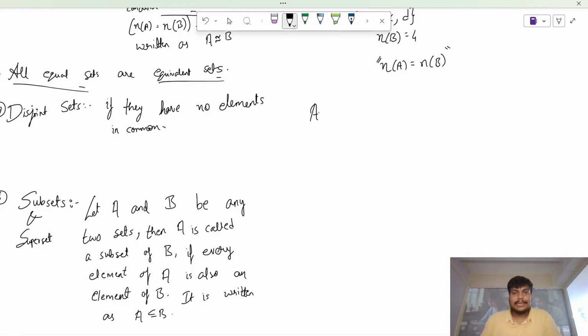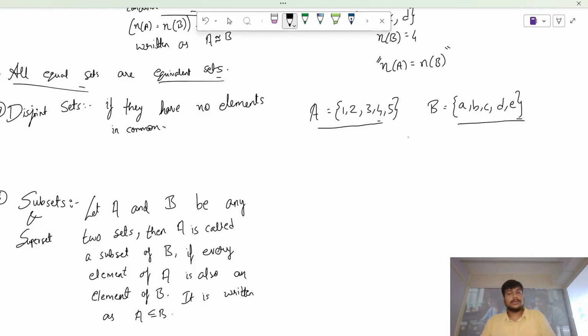If I have two sets A and B, then set A is, let's suppose, the first 5 natural numbers, written in roster form. And if B is the first 5 alphabets of the English language, A, B, C, D, E, here I can see 5 elements, and here also 5 elements, but is anything in common? No. Then I call such sets disjoint sets. If everything is in common, then they are equal sets. If nothing is in common, then they are called disjoint sets. And if only the number of elements is the same, then they are called equivalent sets.